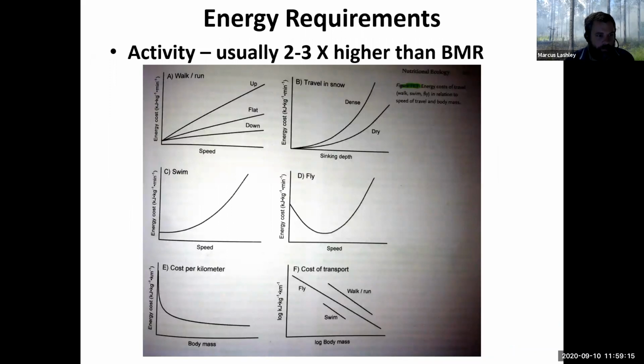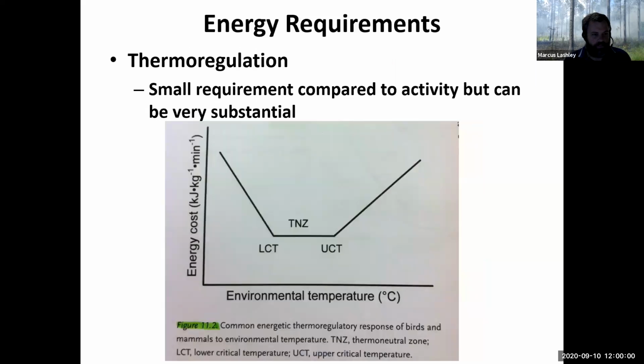Another thing that is really important is what type of activity is being done. So you can see these different activities and how much they cost to transport based on the speed they're going and also the body mass. So you can study this to understand it. Notice that several activities might have this nonlinear relationship, like flying. It's optimal to be in the middle in terms of the energy cost for that. Also, the type of terrain that you're in, like whether or not it's steep snow, what kind of snow it is, those all affect how much energy is being used. Generally, activity uses at least 2 to 3 times as much energy as your basal metabolic rate.